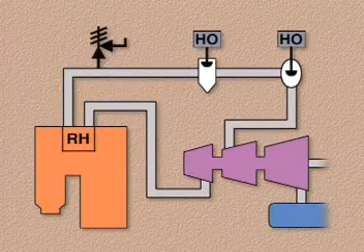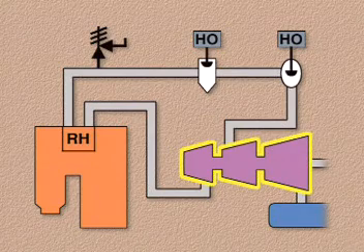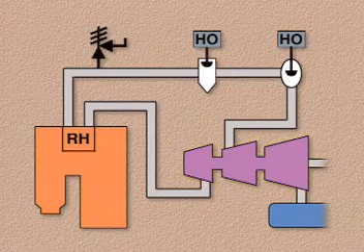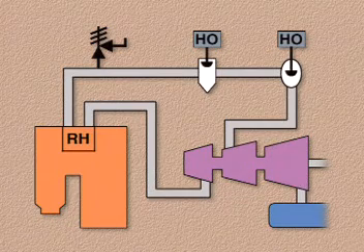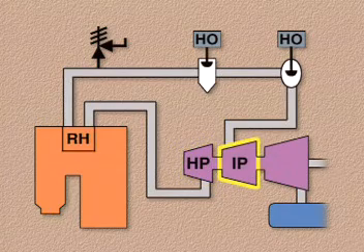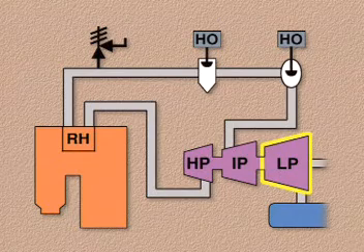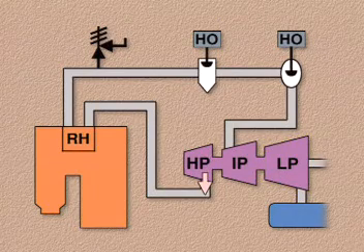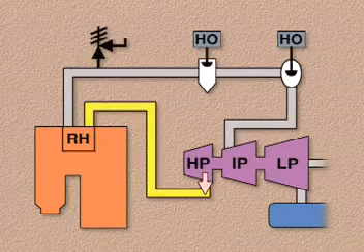As we've indicated, in a plant that has a reheat steam system, the turbine is generally divided into sections. The turbine in this simplified diagram, for example, is divided into three sections: a high-pressure, or HP section, an intermediate, or IP section, and a low-pressure, or LP section. The steam that's exhausted from the HP section of the turbine enters the cold reheat piping.